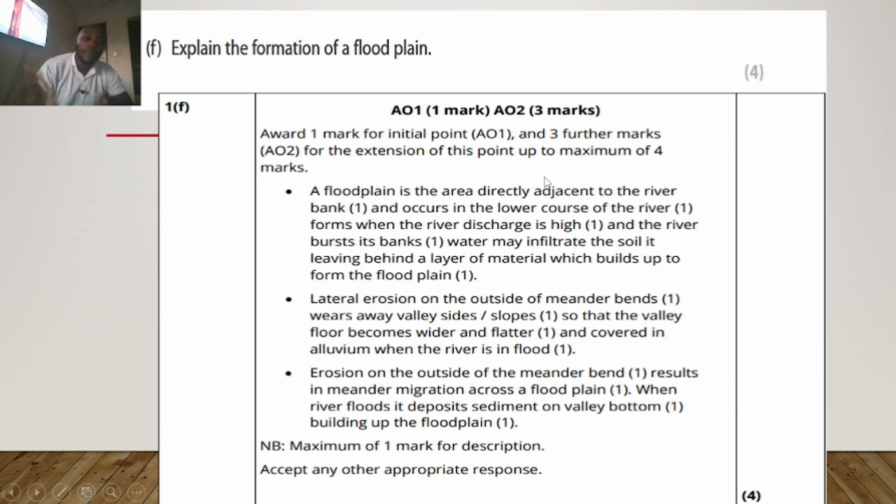So as you're explaining your point, you can say this lateral erosion, the outside of the bends wears away valley sides or slopes, so that the valley floor becomes wider and flatter and covered in alluvium when the river is in flood. So I think it's so clear, guys. I don't need to explain a lot here because we've already talked about that. Let's move to the next question.